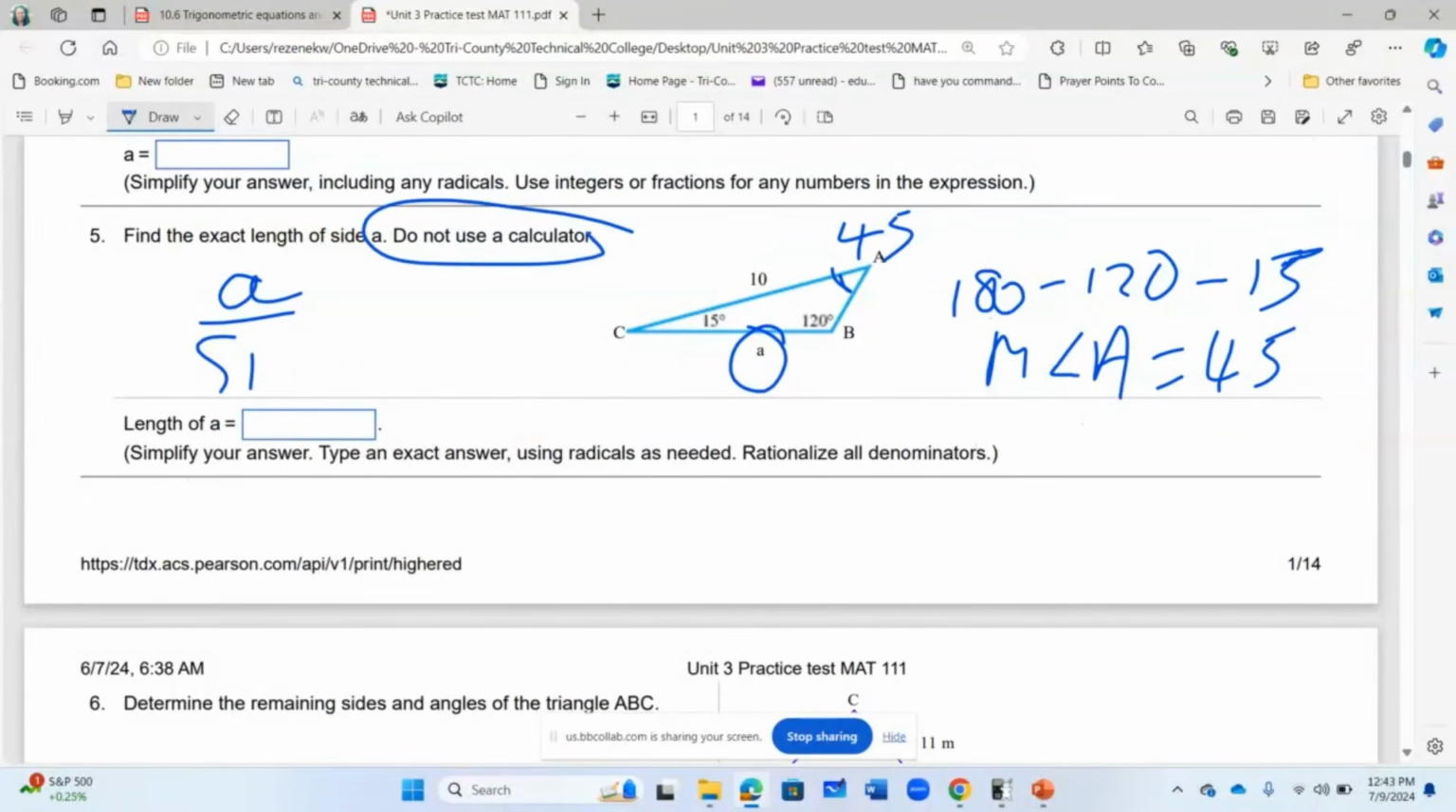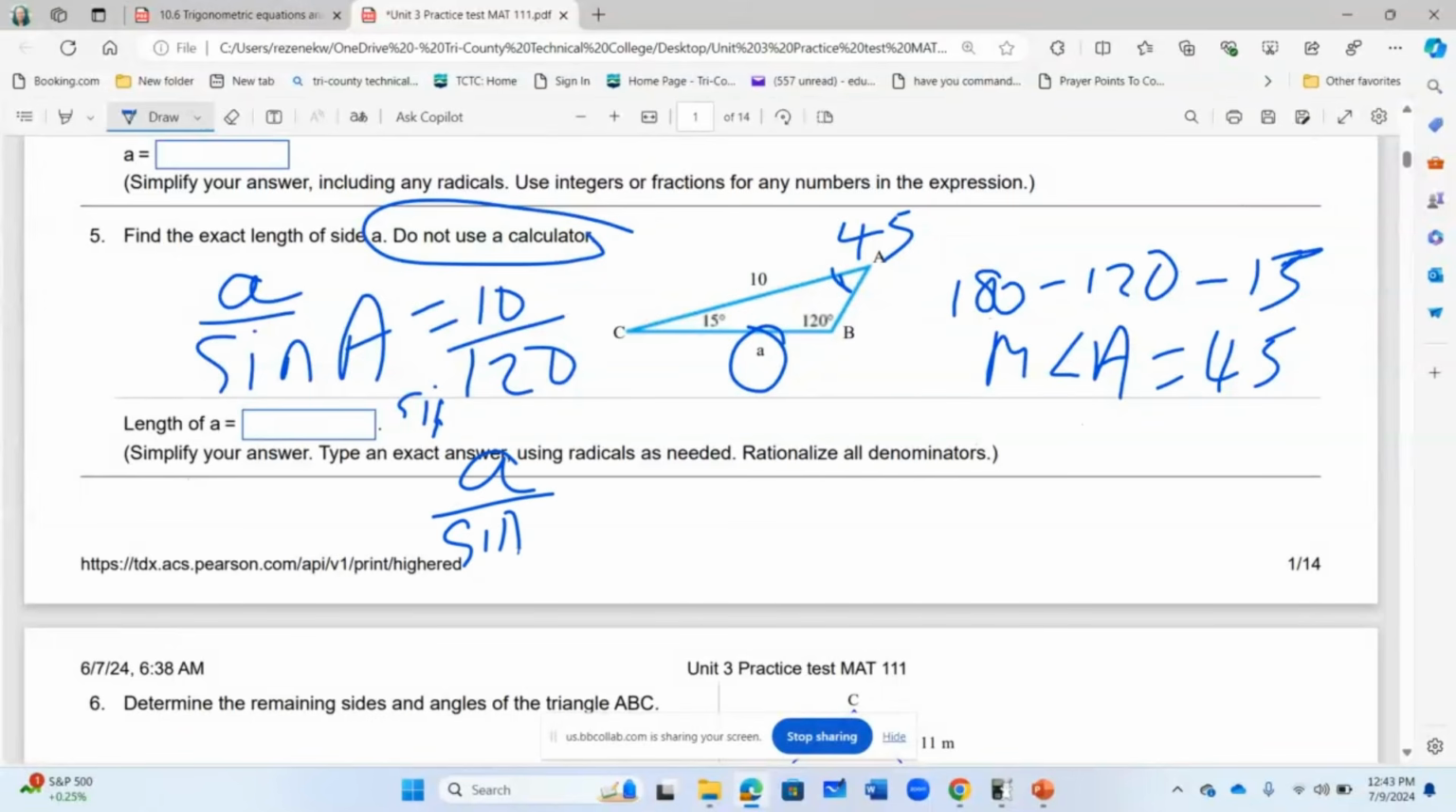This way, A over sine A equal to B over sine B. I have B here. B is 10 over sine 120. Then I'll solve for A. And by the way, my angle A is 45 degrees, so I can write 45 degrees there immediately. So A over sine 45 degrees is equal to 10 over sine 120.